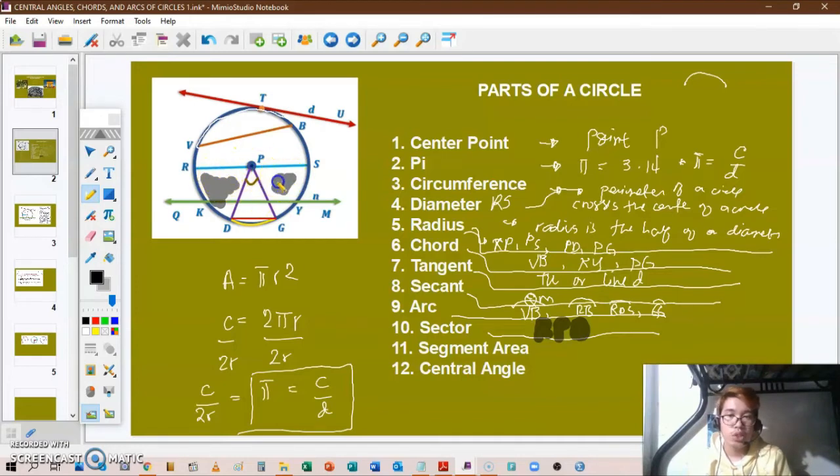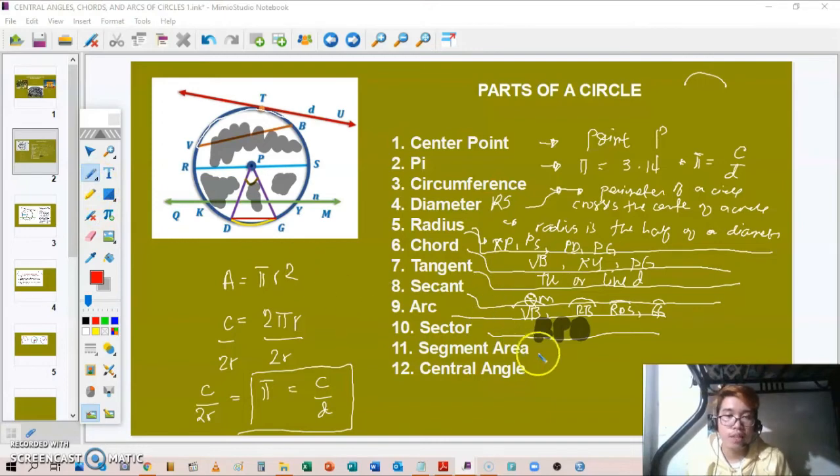SPG. DPG. So that's a sector. So we have three sectors, and also this one. This can be a sector RTS. And we don't put any symbol above them.